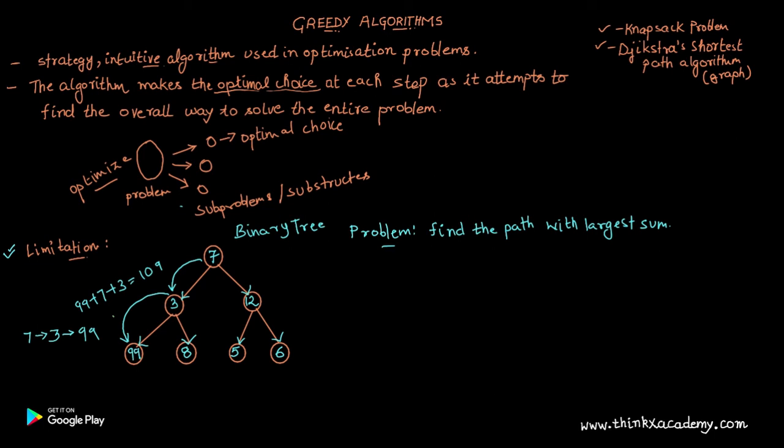But let's suppose a programmer says that no, I'm not going to use this path, or let's suppose he tries to solve this problem using a greedy algorithm. What he's going to do is make an optimal choice at each step.